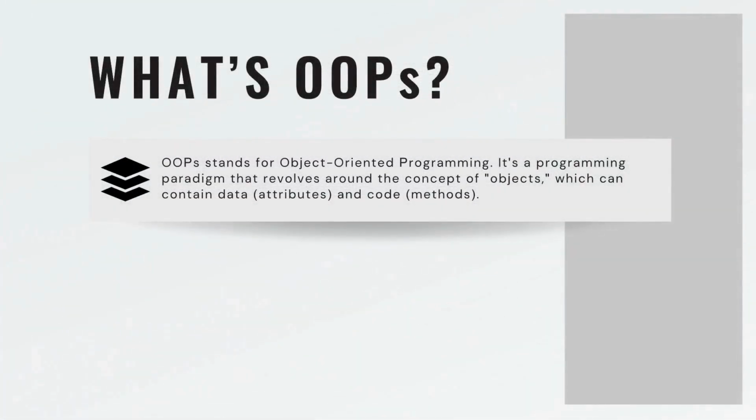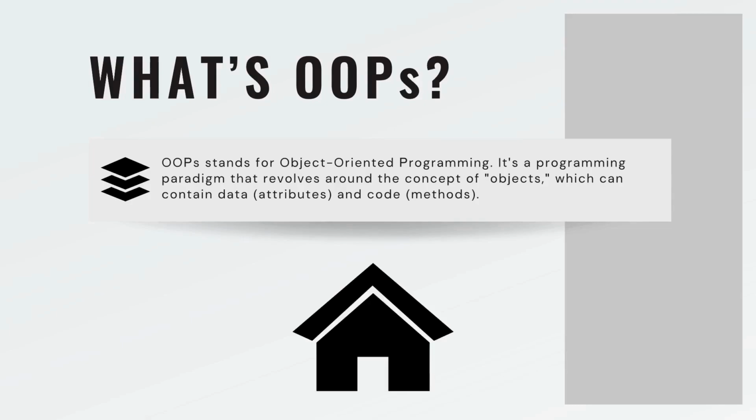Now, OOP stands for Object-Oriented Programming. It is a programming paradigm that revolves around the concept of objects, which can contain data, that is attributes, and code, that is methods. Let's take a simple example to explain what object-oriented programming means. Imagine you're building a house. In traditional programming, you'd start by listing out all the materials you need, like variables, and the tasks that you have to do, that is functions, to construct the house separately.